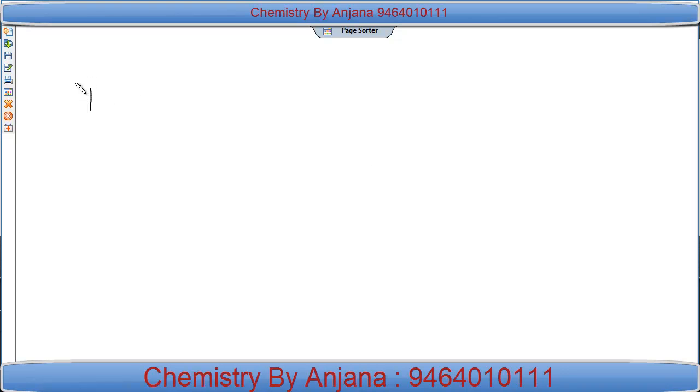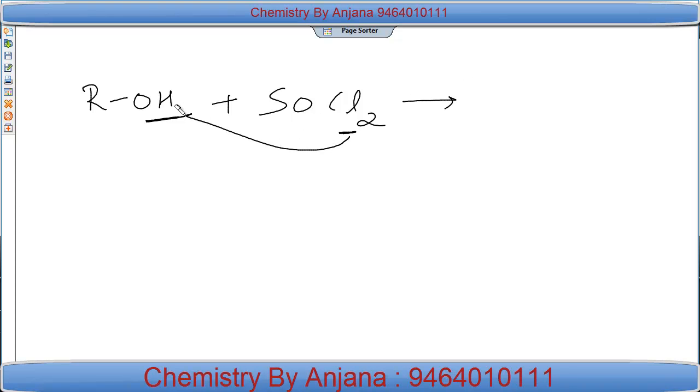One more way to go, ROH, alcohol, if made to react with SOCl2, again the same nucleophilic substitution reaction, Cl from here goes and replaces this OH. So Cl is going to replace OH, and what I get is RCl plus SO2 plus HCl. This is the best method to prepare alkyl halides from alcohols. One of the best methods, the preferred method.